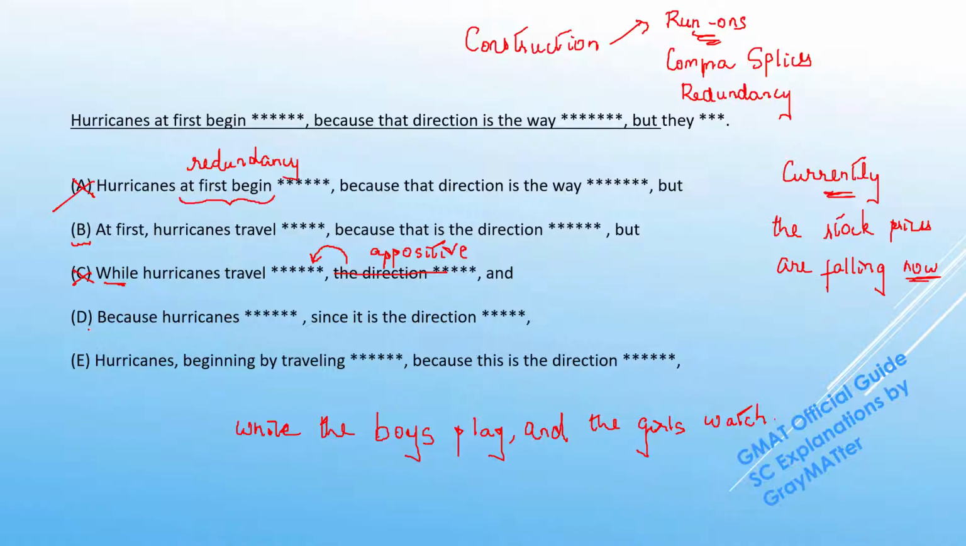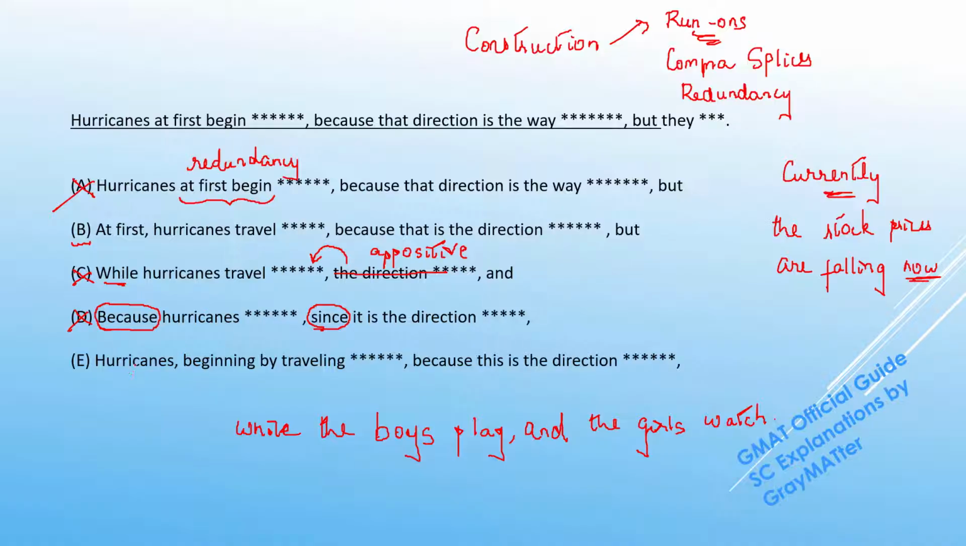A similar error is occurring in D, because it starts with the conjunction because. Because hurricanes travel, and then after the comma, we again have a word, a conjunction that is similar to because. So would we say something like, because he was sick, since he had fever, he did not come to work? Of course not, right? That is totally invalid construction. This is also similar to a run-on construction. So we can knock off D.